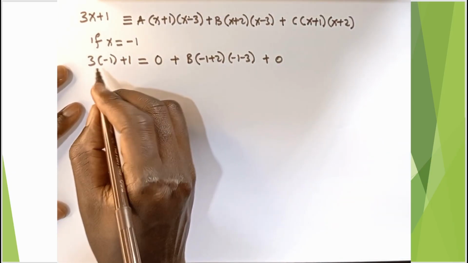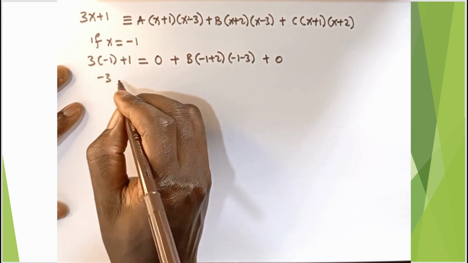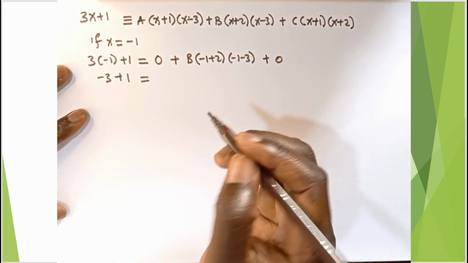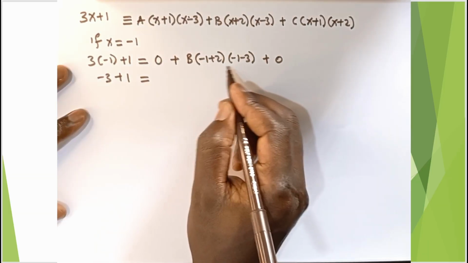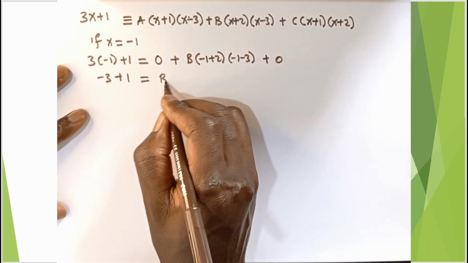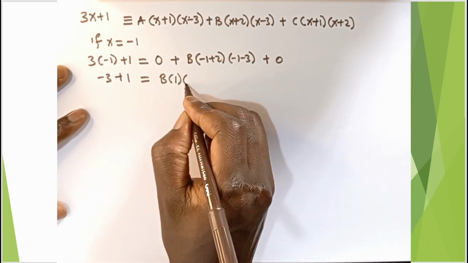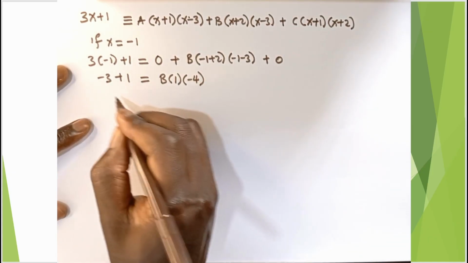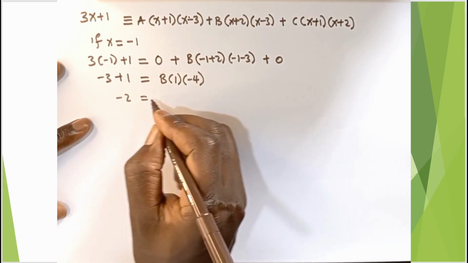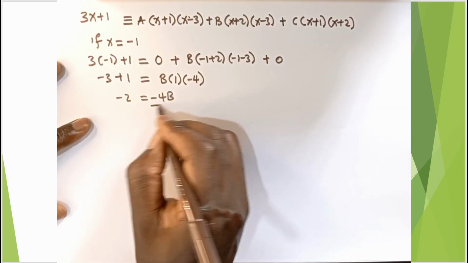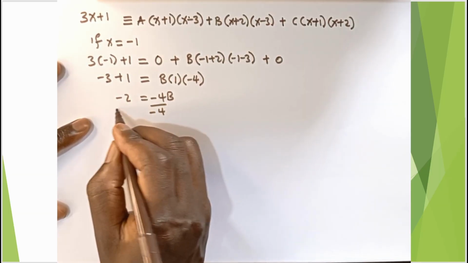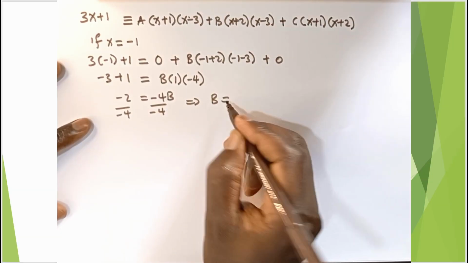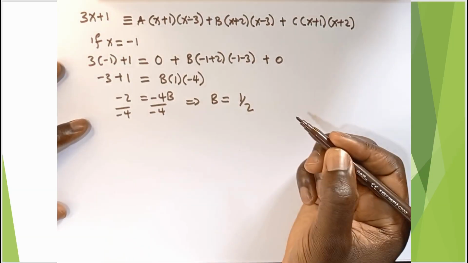So we shall have negative 3 plus 1 is equal to, expanding this, we shall have b into 1, then into negative 4. So we shall have negative 2 equal to negative 4b. Dividing through by negative 4, we end up having our b as a half.